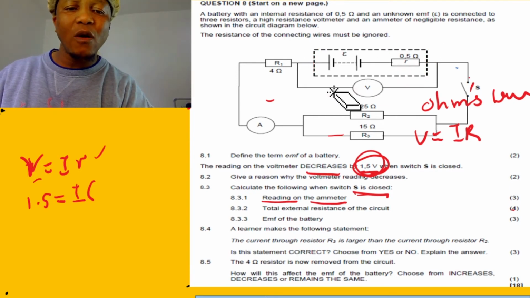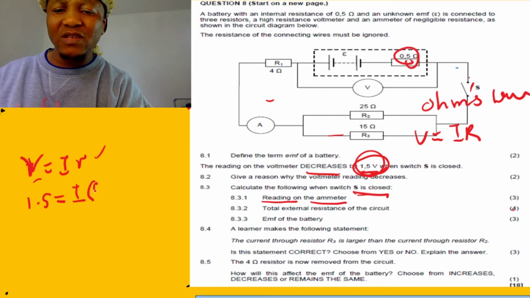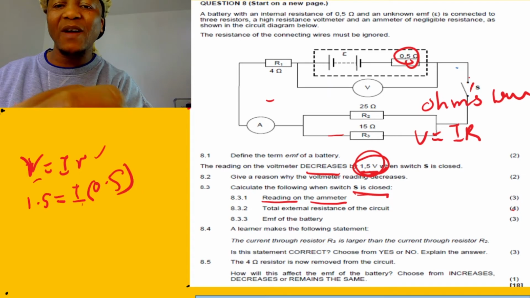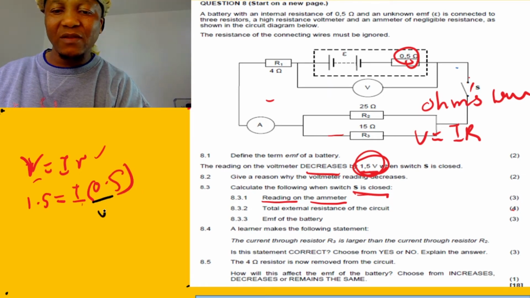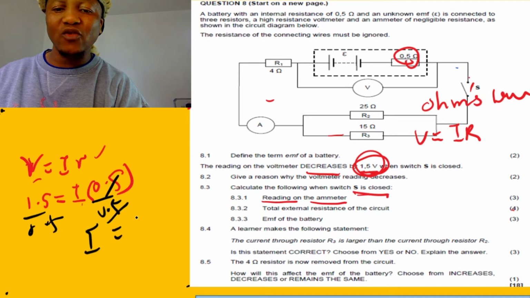1.5 equals I, the current I'm looking for, times the internal resistance. The internal resistance I do know: it is 0.5. So I'm going to write 0.5 here, and then let me find my I. It's easy. I can simply divide by 0.5, which is the same as dividing by 5, and this cancels. So the current which is going to pass is going to be 3 what?